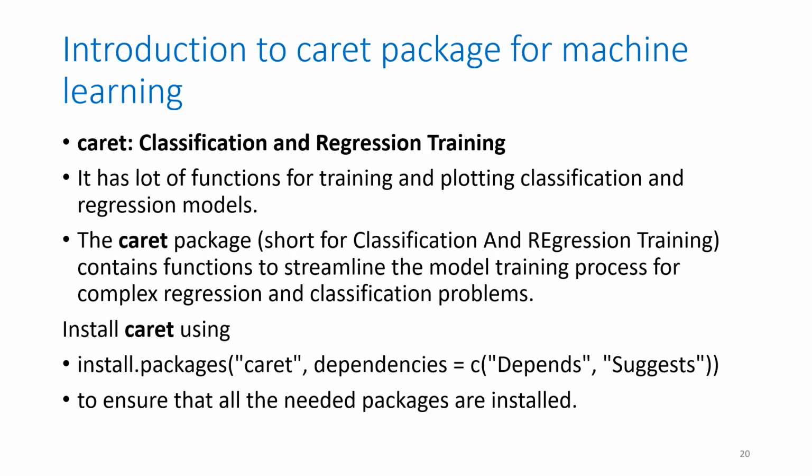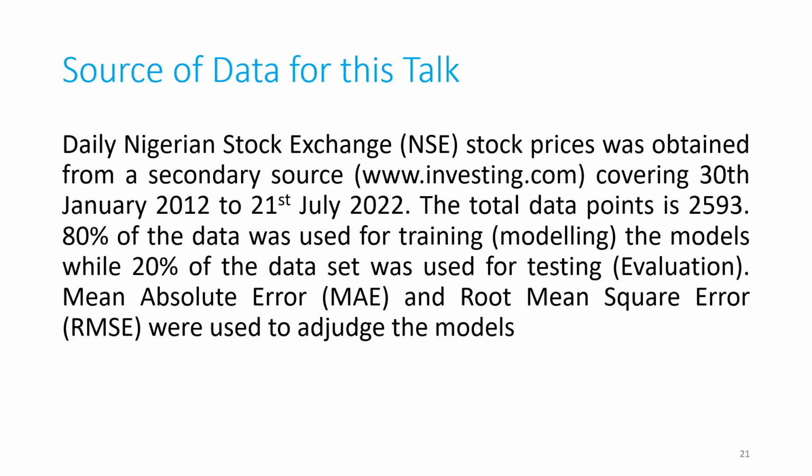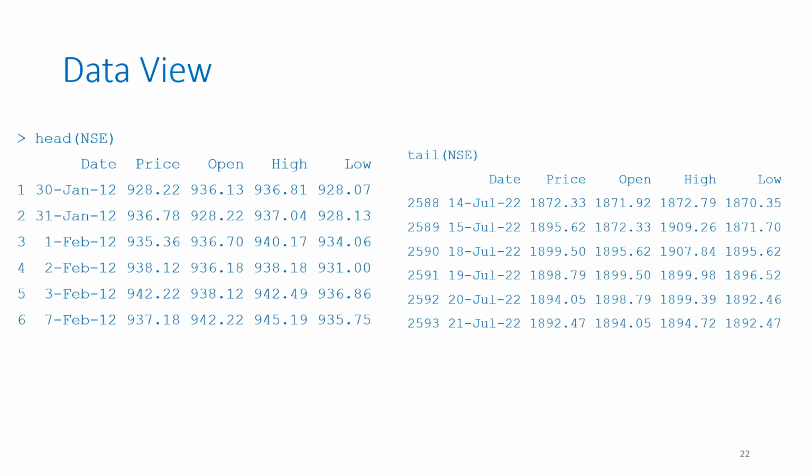Then the data set was divided into two parts: 80% for training and 20% for testing. Then we use statistics to measure the performance of the models, like the mean absolute error and the root mean square error. The data set we use, as you've seen there, this is the view of it. The head tells you the first 6 observations, the beginning part of the data. The tail tells you the end.